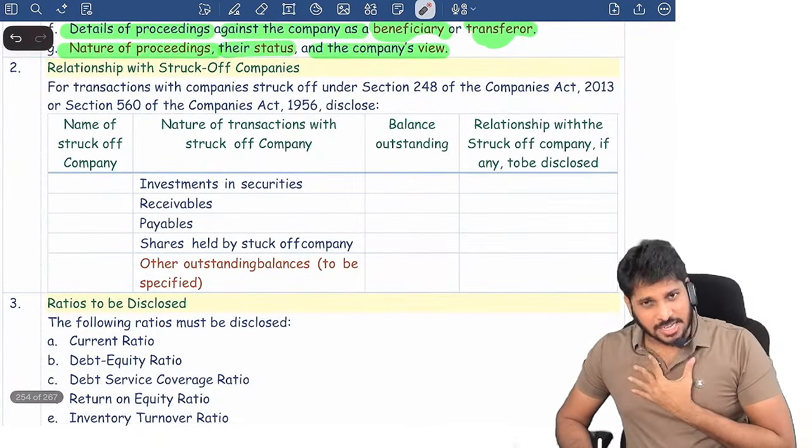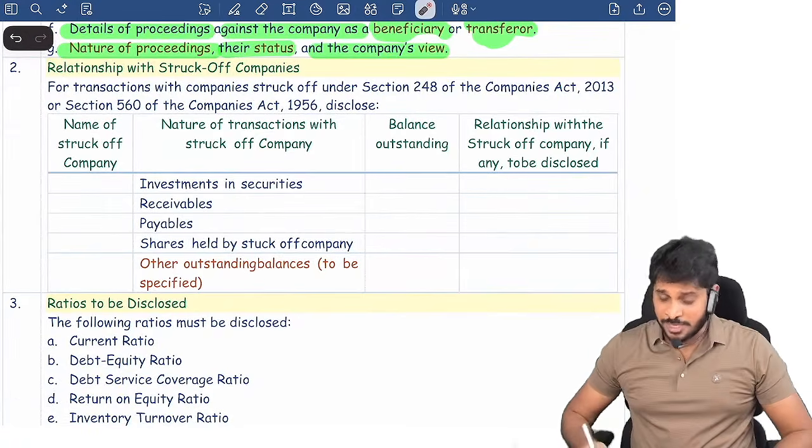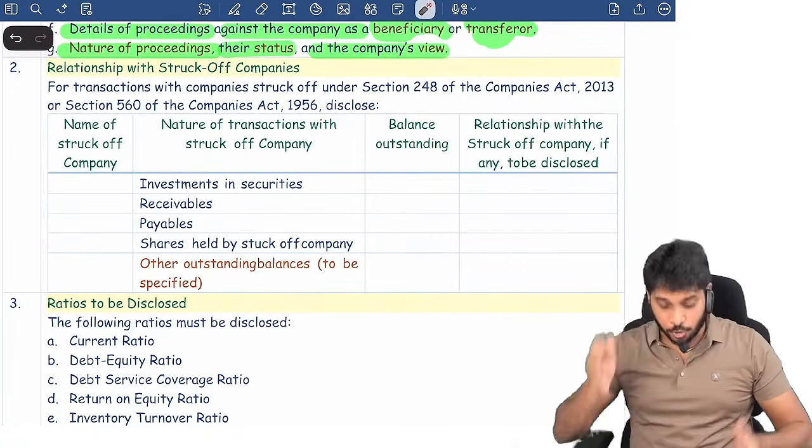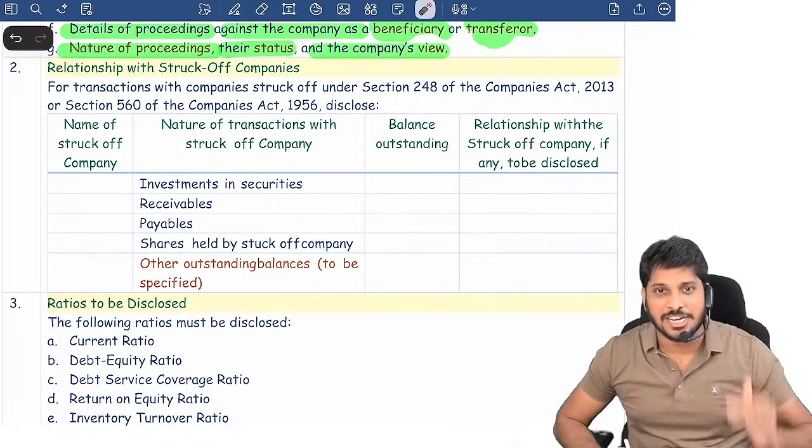The reason why I started items of financial statements with additional regulatory information is because this is something where many students don't focus. We are about to finish, guys. We are about to finish the regulatory information point.